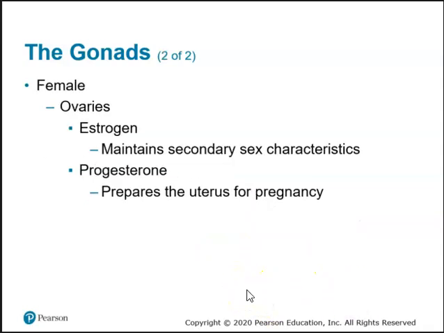In females, we have the ovaries. The ovaries secrete estrogen, again, an important hormone for maintaining secondary sex characteristics, and progesterone. Progesterone is the hormone that prepares the uterus for pregnancy. So once there is fertilization of the egg by the sperm, the ovaries will secrete progesterone that will basically tell the body that it's pregnant and will stop ovulation of any more eggs.